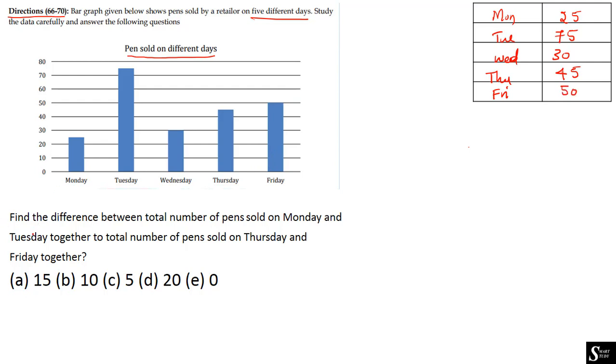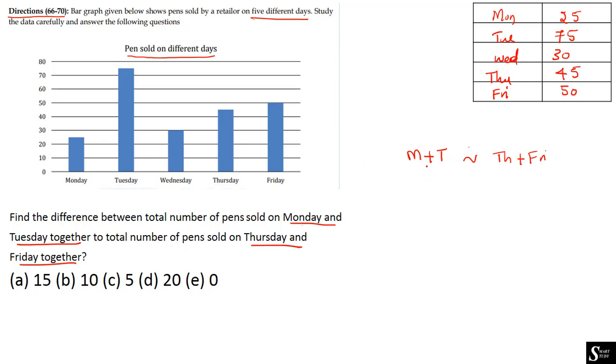So the first question here is, find the difference between the total number of pens sold on Monday and Tuesday together to the total number of pens sold on Thursday and Friday together. So Monday plus Tuesday, and Thursday plus Friday. We need to take out the difference of this value and this value.